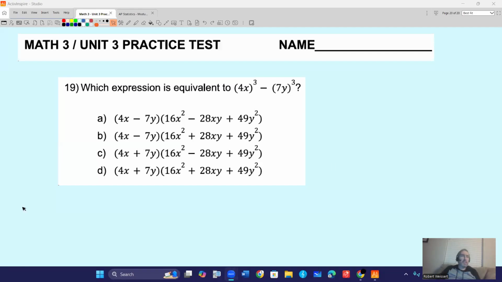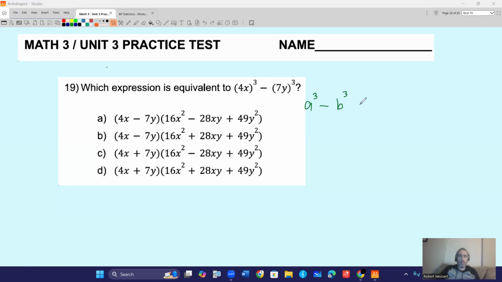All right, question 19. Here's our last and final question on the Unit 3 practice test. We want to know which expression is equivalent to 4x to the third power minus 7y to the third power. Now, the other day I gave you some notes. Those notes were if you have a term to the third, one of them was plus, but I'm going to do the minus one since we have this going on.